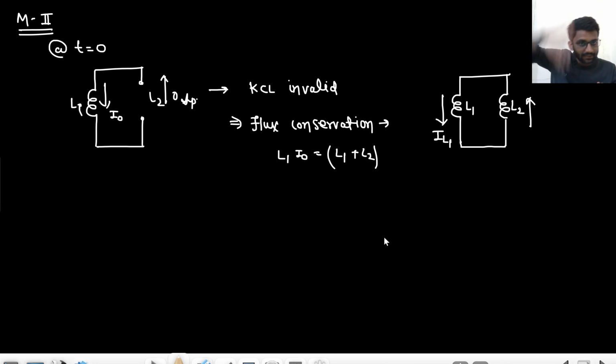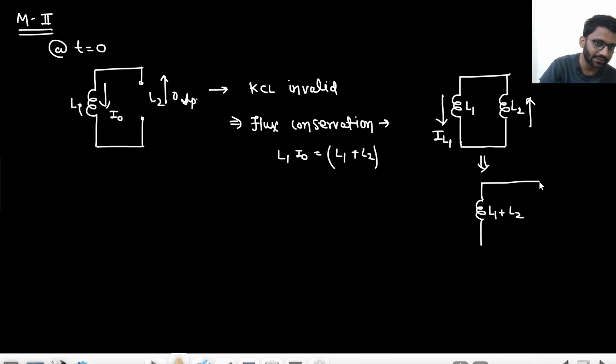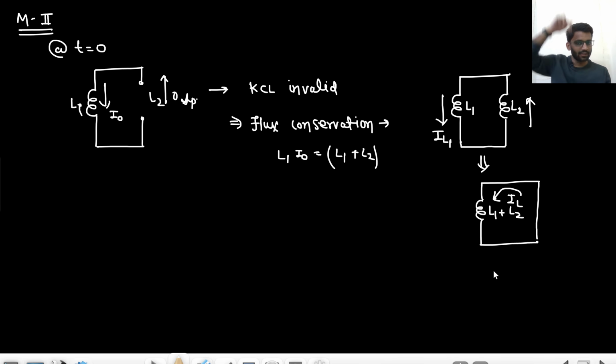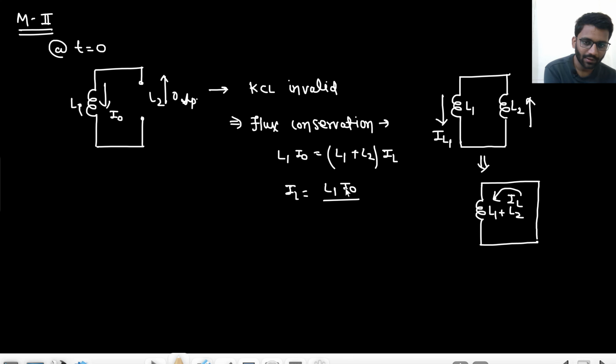Like, the initial flux was in this direction from up to down. I naught was there, so L1 I naught. So the direction we are taking is from up to down. So in the complete circuit, there is one inductance now, and that is L1 plus L2, and this is a closed circuit. So we expect there will be this current IL flowing in this inductance. Like I naught was flowing in this direction, so IL should also flow in this direction, right? So your IL would be L1 I naught upon L1 plus L2.